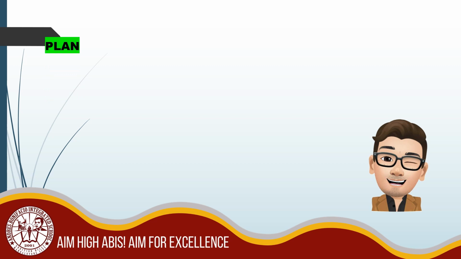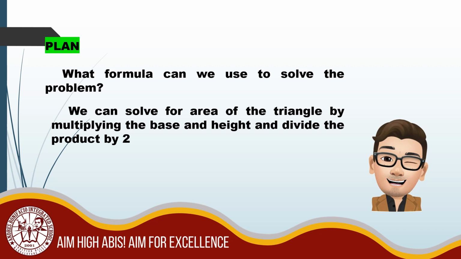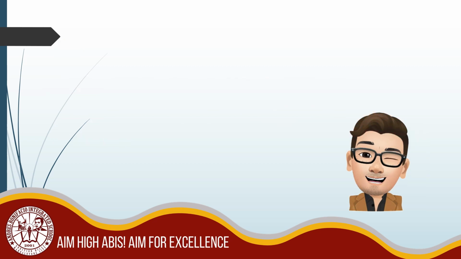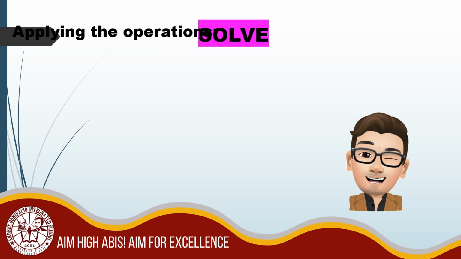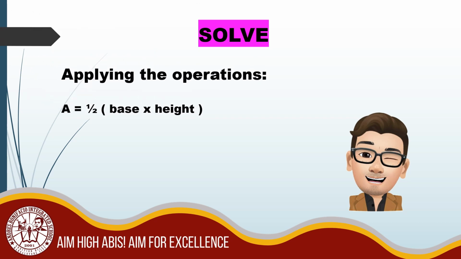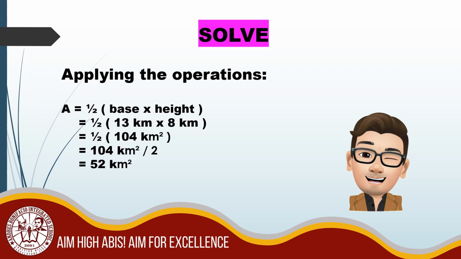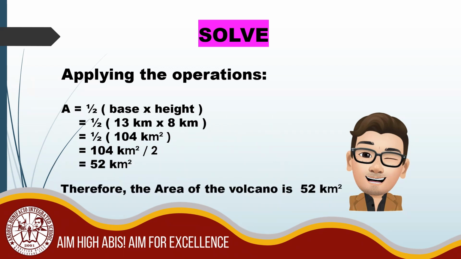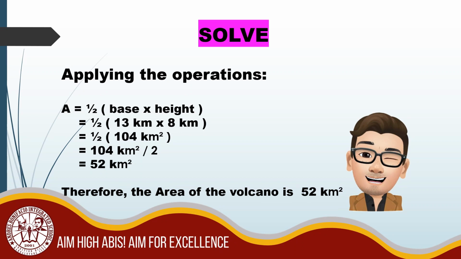As we plan, we can solve for the area of a triangle by multiplying its base and its height. Pagkatapos, i-divide natin ang product by 2. Again, kailangan nating mag-solve. Dapat sundan natin ang formula. Area equals 1/2 times base times height equals 1/2 times 13 kilometers times 8 kilometers. Una, kailangan muna natin i-multiply ang nasa loob ng parentheses. So we have 1/2 times 104 square kilometers. Ngayon, kukunin natin ang kalahati ng 104 square kilometers. So that will give us 52 square kilometers. Therefore, the area of the volcano is 52 square kilometers.